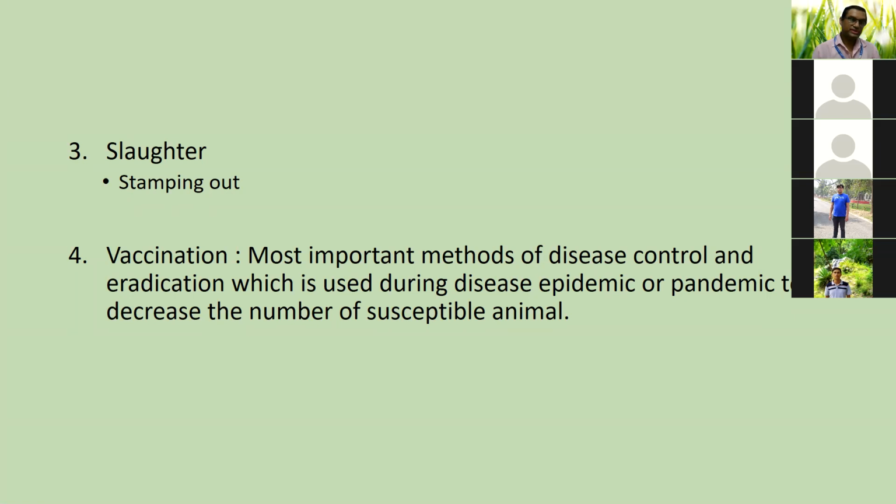So the next important strategy is vaccination. As we know, this is the most important method of preventing a disease, or we can go for eradication of disease from animal or human populations. And this method is highly effective when the disease is in epidemic or pandemic form, in order to decrease the number of susceptible animals.